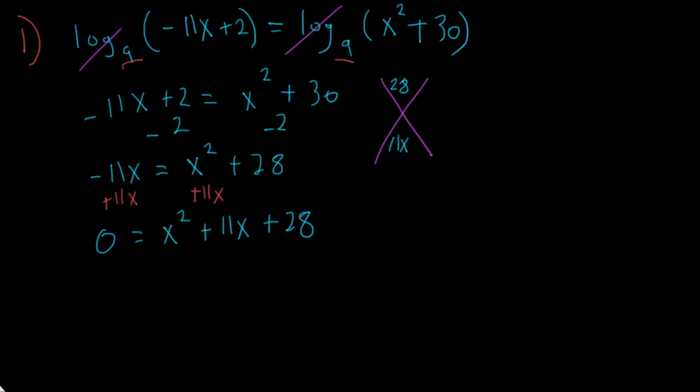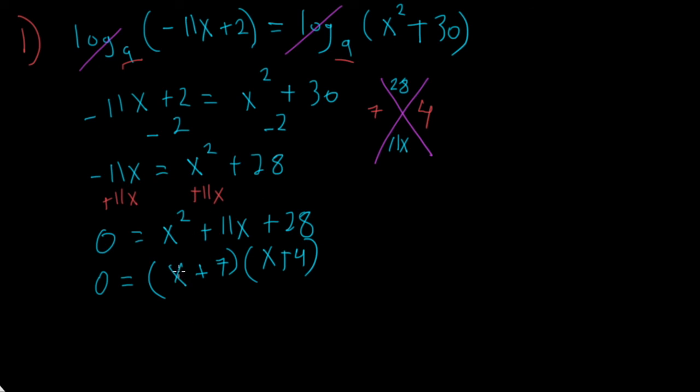Now, what two numbers fit that criteria? Well, 7 and 4 fit that criteria, because 7 times 4 is 28, and 7 plus 4 is 11. So that's going to leave us with, and again, this only works when you don't have a lead coefficient, 0 is equal to x plus 7 times x plus 4. Now if you want to test this, you could FOIL it out and we'd get back to this point.